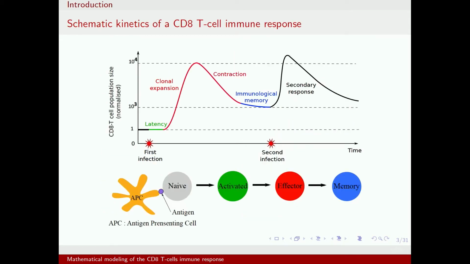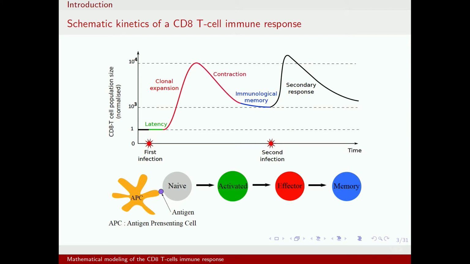And I will start by introducing this schematic presentation of what is the immune response in the CD8 T-cells. So, CD8 T-cells are a family of lymphocytes that you can find before infection in some organs, like in the lymph nodes, in a quiescent state that is called the naive state. And when the organism is infected, the antigen-presenting cells, here in yellow, can present the antigen associated with the pathogen to the naive cells to activate them, and that initiates the immune response.